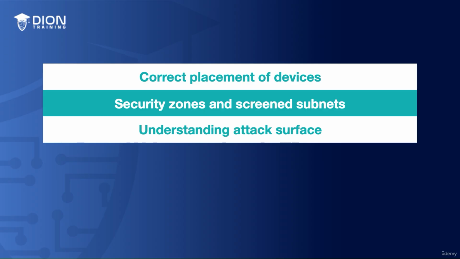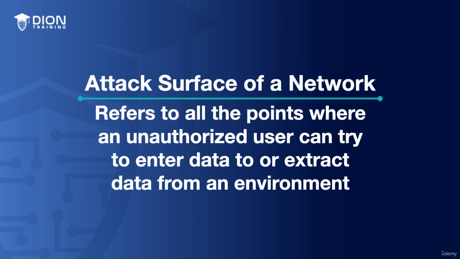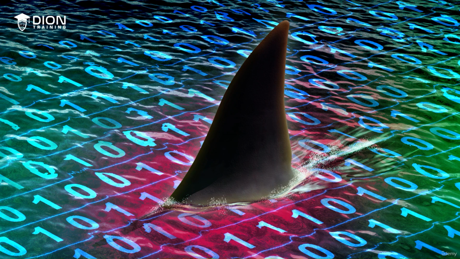Third, we need to consider the attack surface that our network architecture is going to represent to our organization. Now, the attack surface of a network refers to all the points where an unauthorized user can try and enter data to or extract data from an environment. In essence, it's the sum of all the potential vulnerabilities and risk points inside of a system, a network, or an application. As our networks grow and become more complex, and we add additional devices, applications, and access points, the surface area and the attack surface will inevitably expand and become larger and larger.